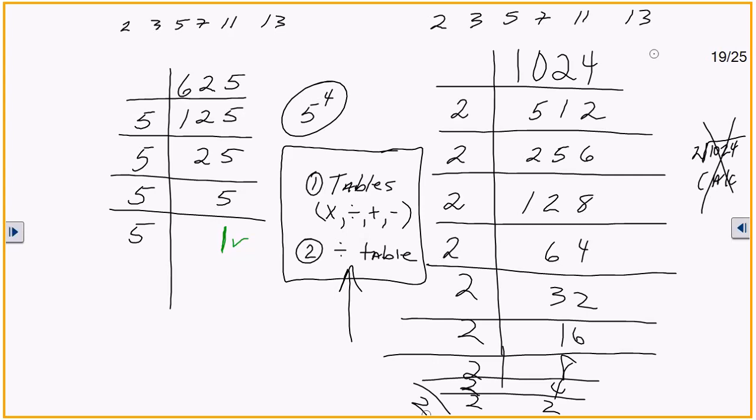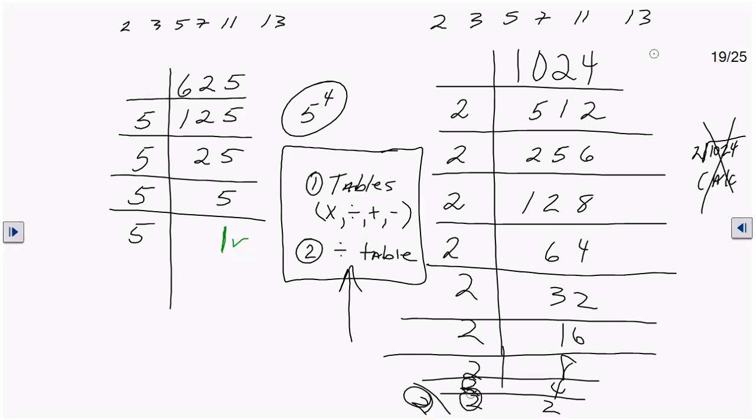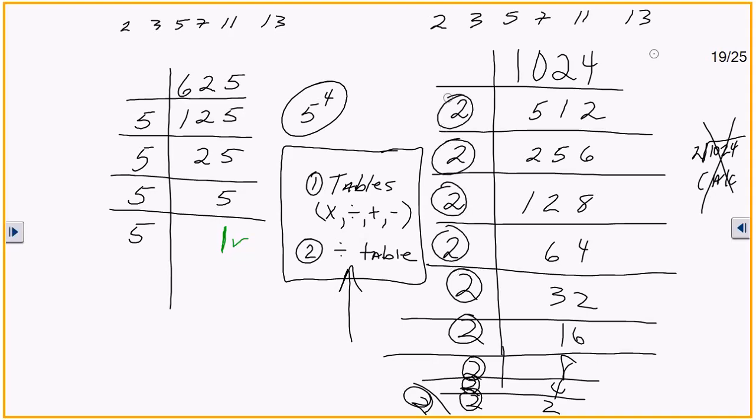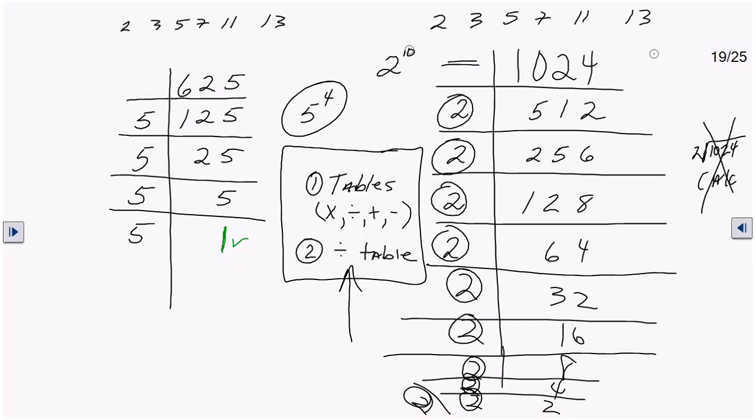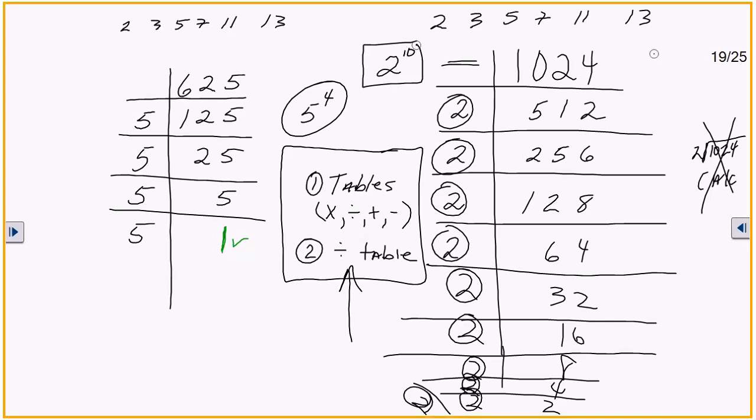So 1 2 3 4 5 6 7 8 9 10. 2 to the 10th power. And that's how you do the least common multiple. That's how you find the prime factorization. Now, next I'm going to show you, on this video, how to do what we call the greatest common divisor and the least common multiple.